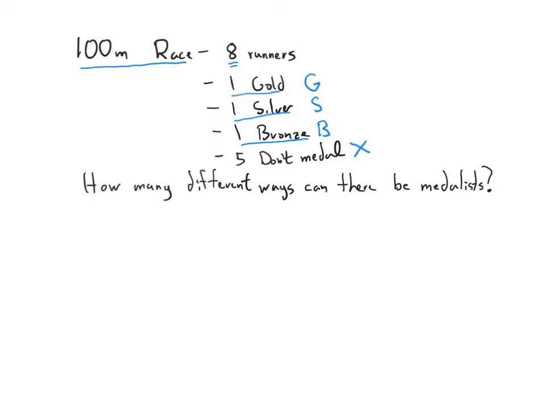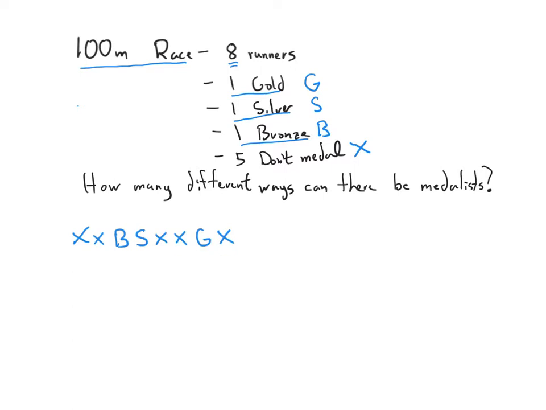And if we think about it, we can arrange 1 G, 1 S, 1 B, and 5 X's into a word, and that arrangement will give us the placement of the gold, silver, and bronze. Let me give you an example. So if we had something like this, so here's a word, and it looks like we have XXBS, XXGX.